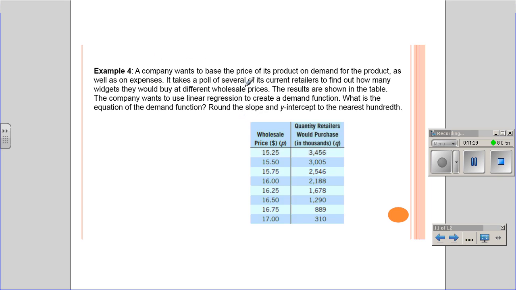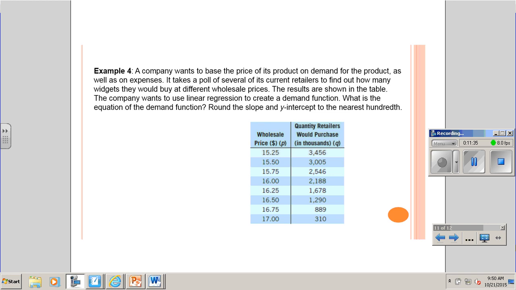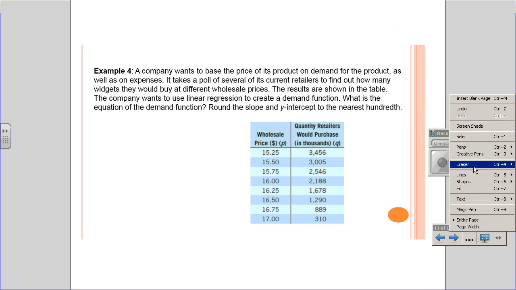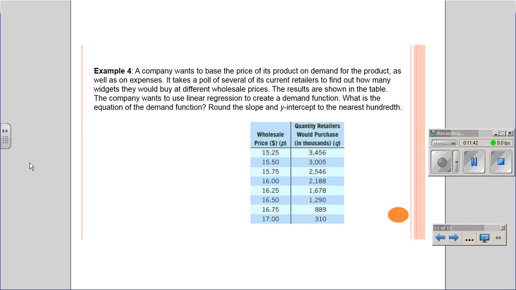If I look at example 4 here, try this one out and then come back to it when you're ready. So you could do this in the calculator, the graphing calculator, or you should be able to do this in Excel.